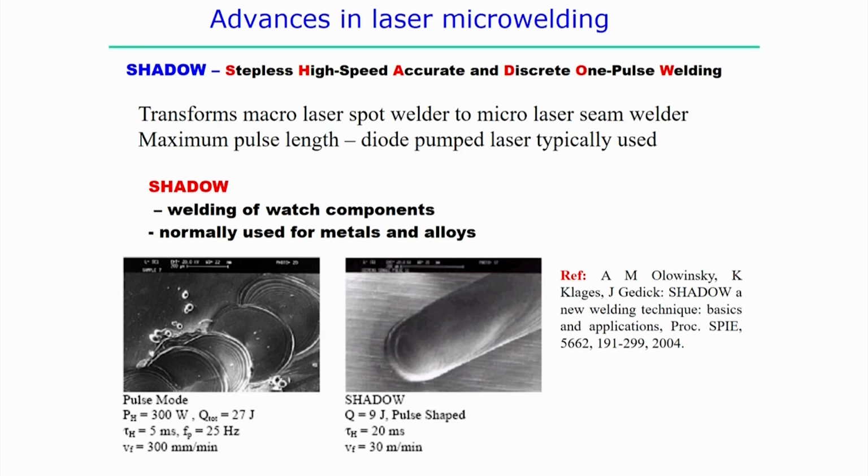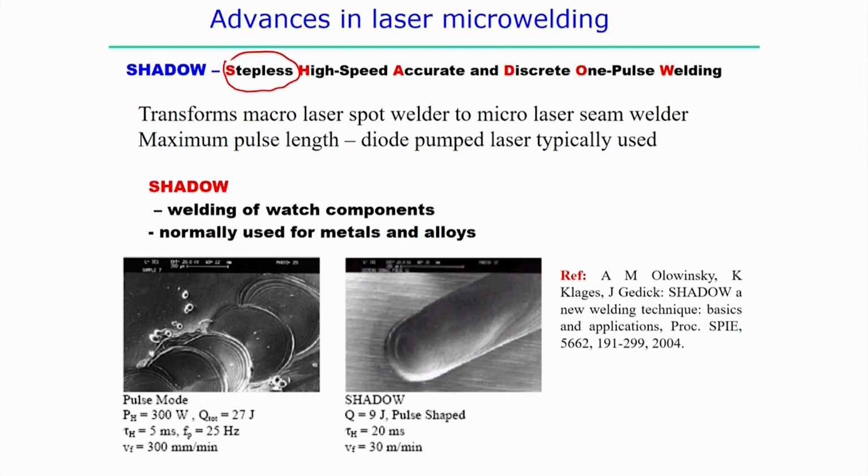One such technique is the SHADOW technique. SHADOW stands for stepless, high speed, accurate and discrete one pulse welding. If we look into that, SHADOW comes from the first letters of these words, which are highlighted in the lead color. Based on that, it is called the SHADOW technique. So, what do we actually understand from this SHADOW technique? In principle, it transforms macro laser spot weld to micro laser seam weld, that is the basic principle.